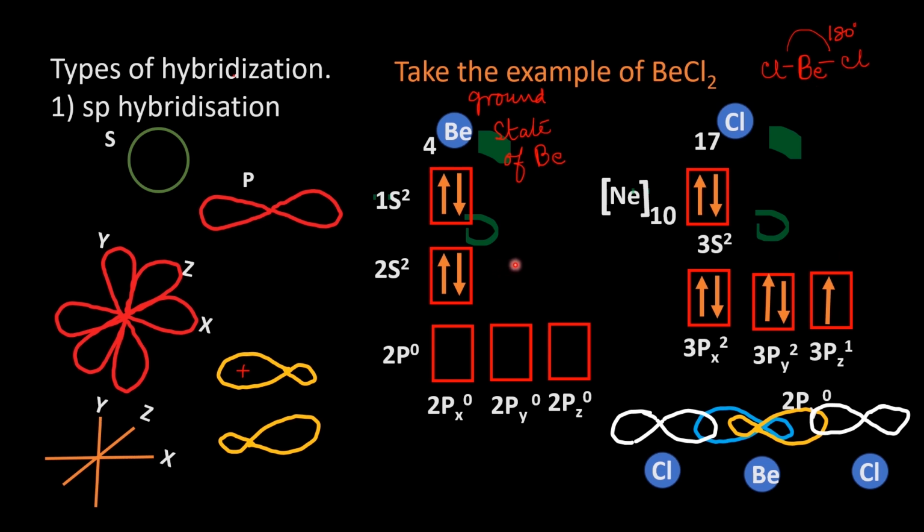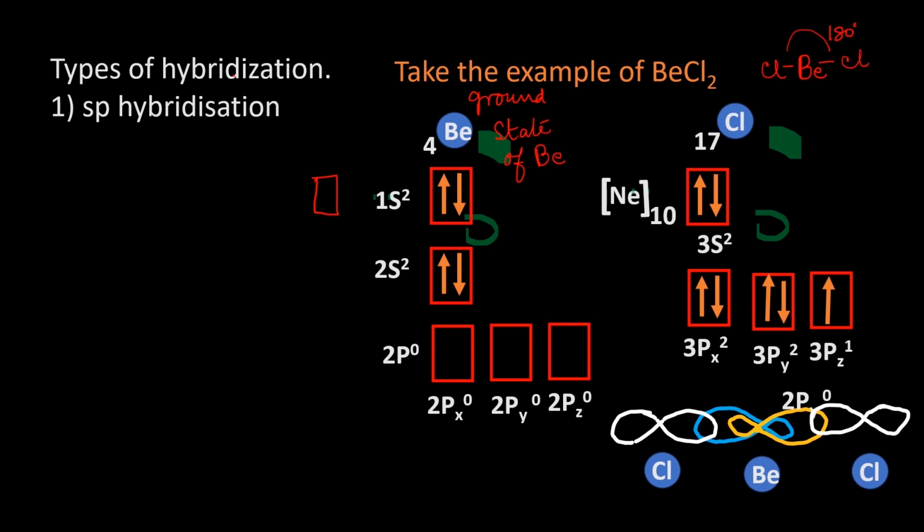When chlorine atom approaches beryllium, beryllium atom gets excited. That is, its energy level increases. In the previous video, we have seen that there is no need for promotion of electrons before hybridization. But for the sake of understanding, we will consider that when it gets excited, one of the electrons from the 2s2 orbital gets promoted to the 2p orbital. Then the orbital picture of the excited beryllium atom will look something like this.